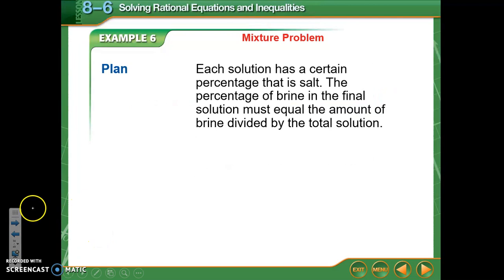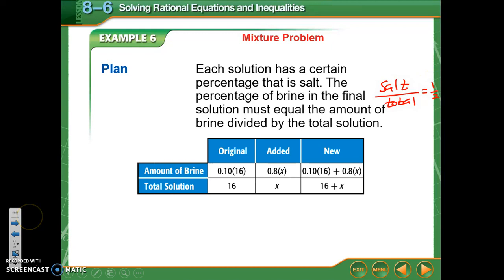Each solution has a certain percentage that is salt or brine, and the percentage of brine in the final solution has to be the amount of brine, so the amount of salt, right? I have to have the amount of salt divided by the total amount of solution. That has to equal 50%, or 1/2, 0.5. All right, so a lot of times when we do mixture problems, we set up a table that helps us to kind of organize ourselves.